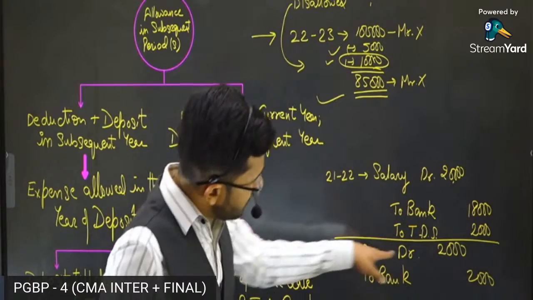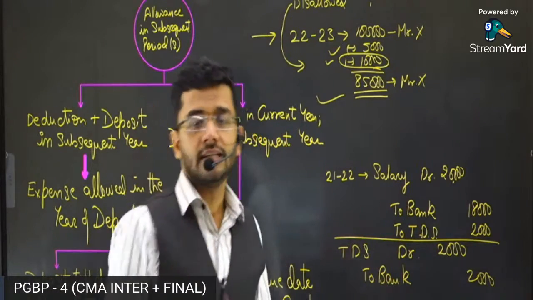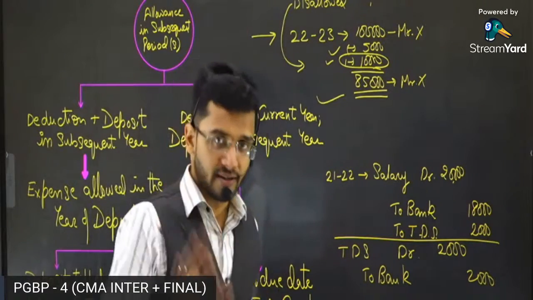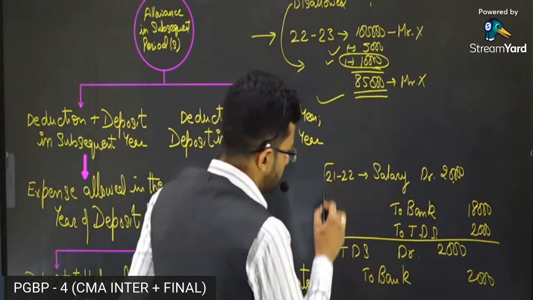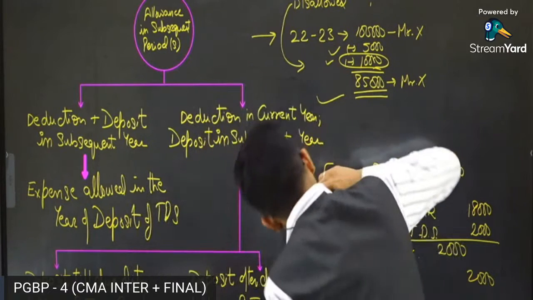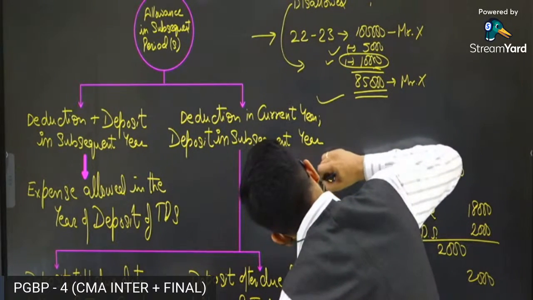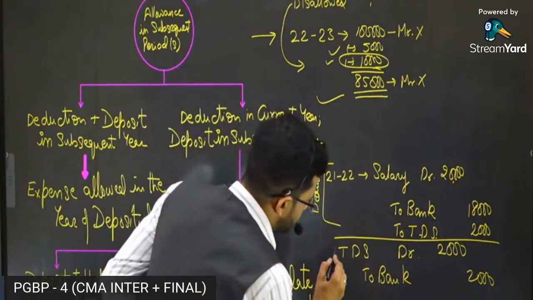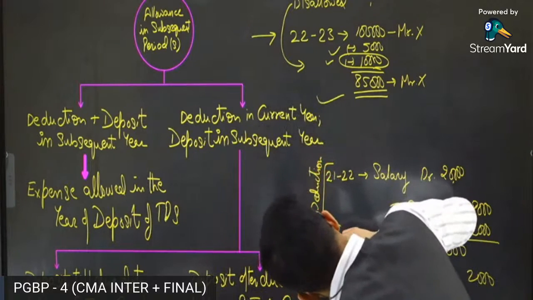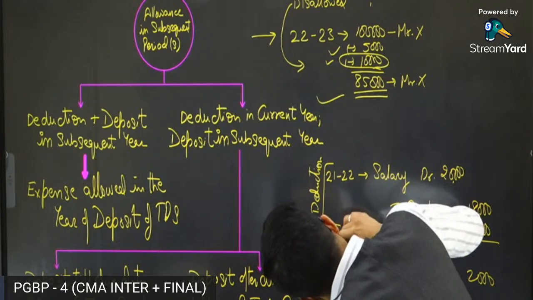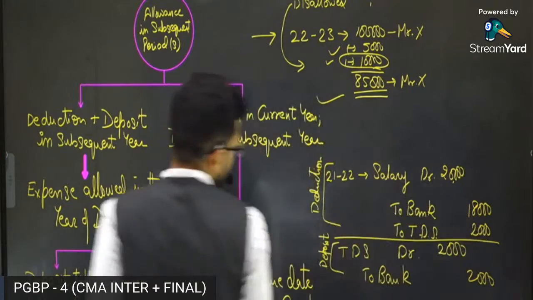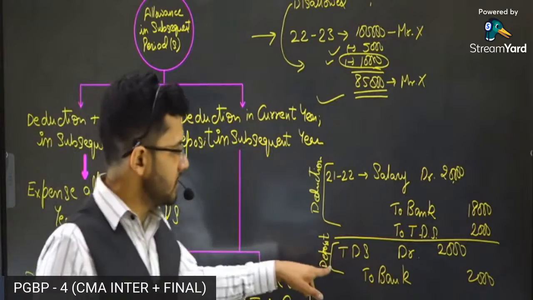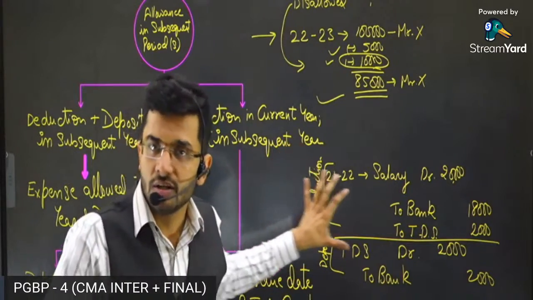Next is TDS account debit to bank. You are going to pay the TDS account, also debit to the bank, to your government treasury. So guys, this entry is the deduction entry, and this entry is the deposit entry. When you deposit this TDS to the Government of India, this is the deposit entry. This is the deduction entry.